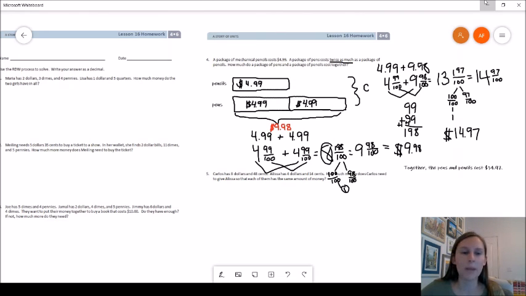Now this was the homework page, so you are going to complete your problem set page and do question 4 in your problem set. We're looking forward to seeing your work.